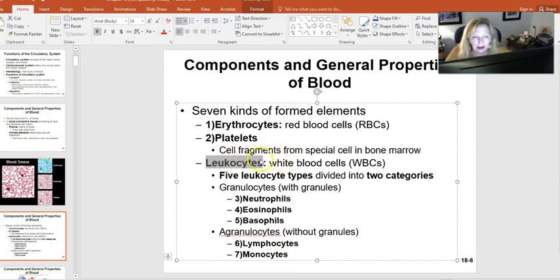When we think about red blood cells, we know that the major function is to deliver oxygen to our cells that make up our tissues, and to pick up CO2 and bring it back to the lungs so that we can breathe CO2 out as a waste product. Platelets, or thrombocytes, function in blood clotting.